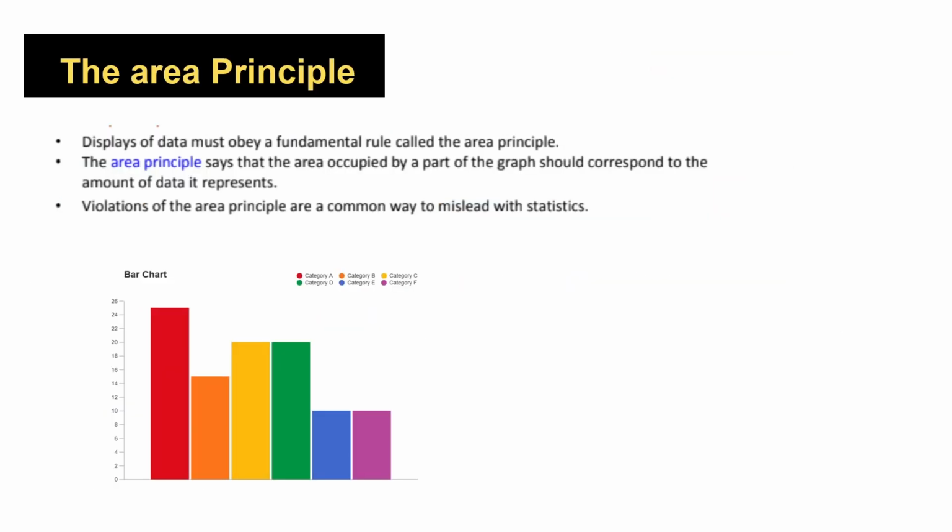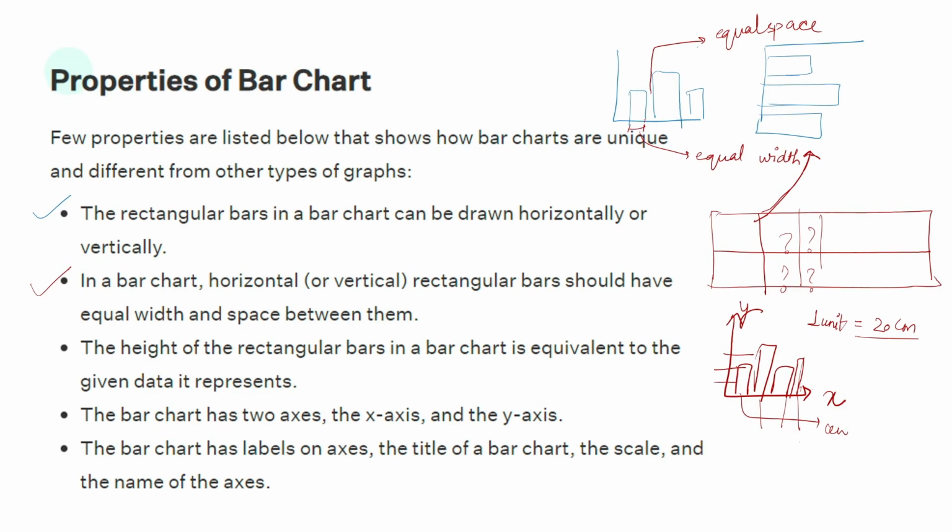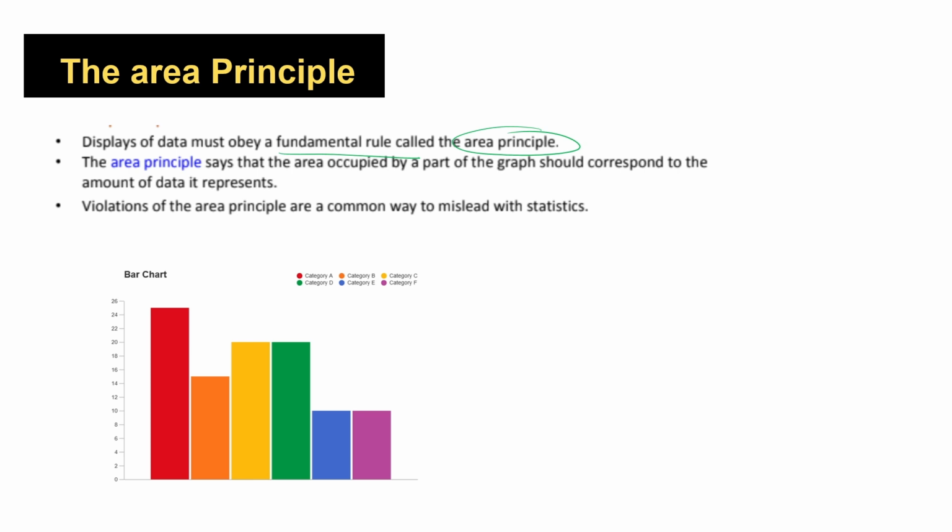So let's move further. We have the area principle. Displays of data must obey a fundamental rule called the area principle. So we follow a fundamental rule while making a bar graph, that is the area principle. The area principle says that the area occupied by a part of the graph should correspond to the amount of data it represents. As I earlier told you, the height of the rectangular bars in the bar chart is equivalent to the given data it represents. So the same point is here.